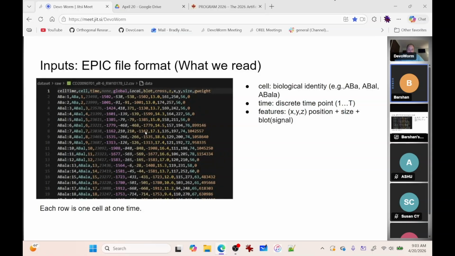So this is the input which I have. It contains the biological data, like ABA, ABAL, and the time, a discrete time point, and features like the position, size, and the blob, which is the fluorescent signal we have.